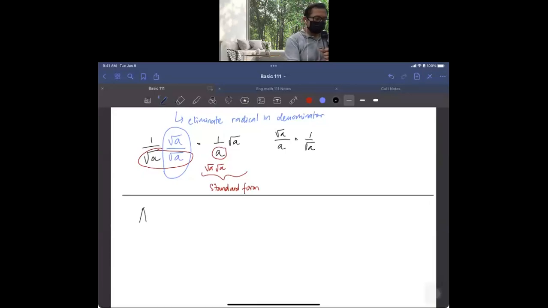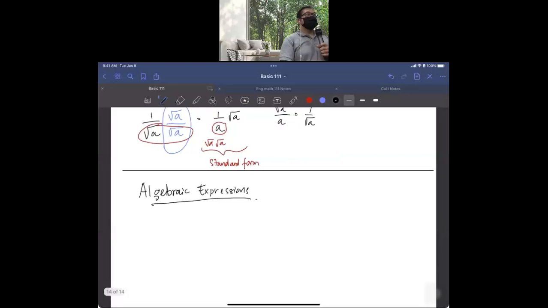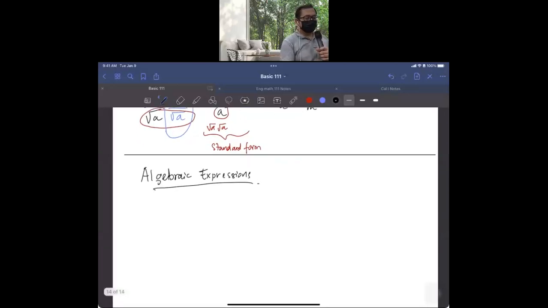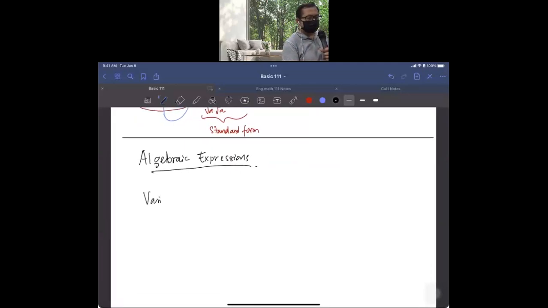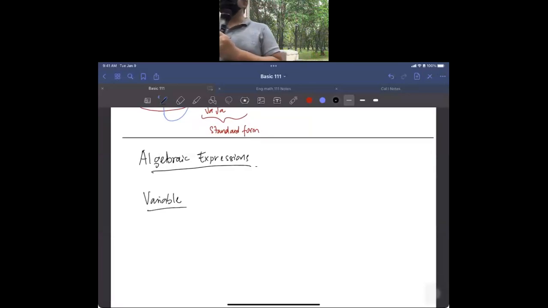Okay, first, let me write algebraic expression. So what is algebra? First we start with variable. I think you have already done this many times, but let me start with something very basic. What is a variable? Usually you know the x, right? You need to find the x, blah blah blah, solution of x. But what is x actually?